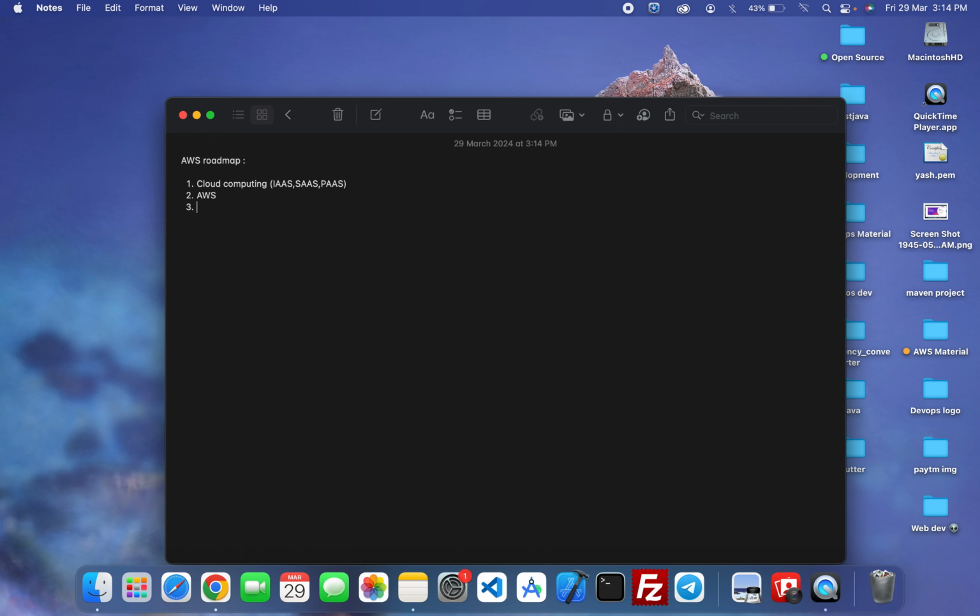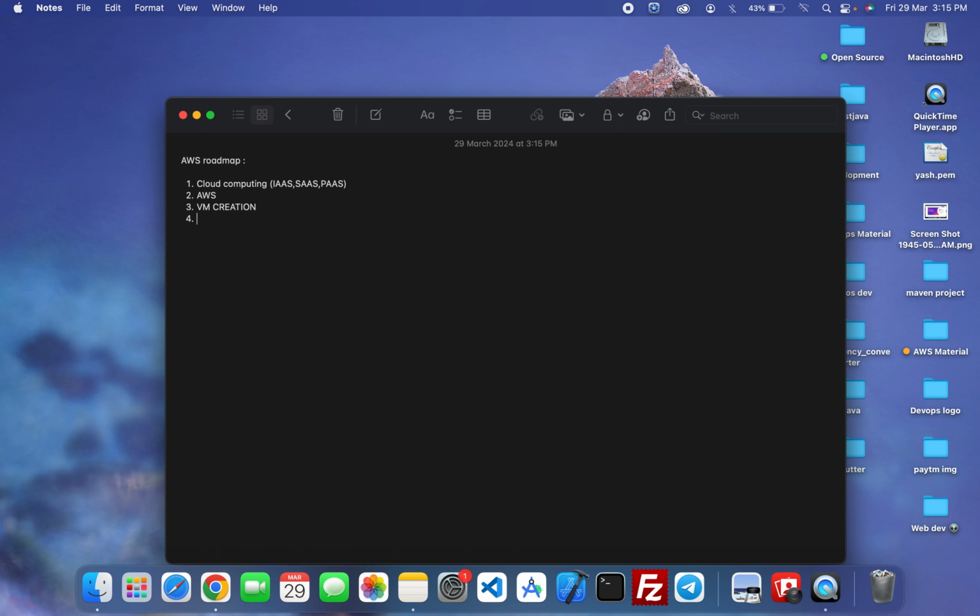So third topic is VM creation. How to create VMs in AWS, like Windows VM, Linux VM, Mac OS VM, Amazon Linux VM, like that. We want to learn that as well, and we want to learn about PEM file and PPK file. What is the difference between PEM file and PPK file? Okay, so we want to learn that as well.